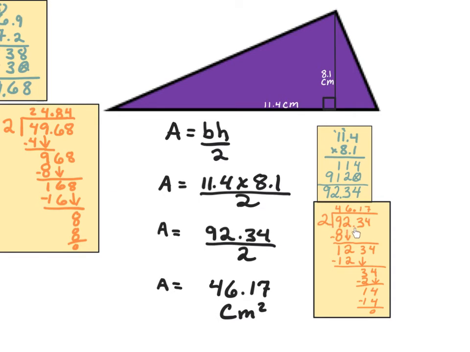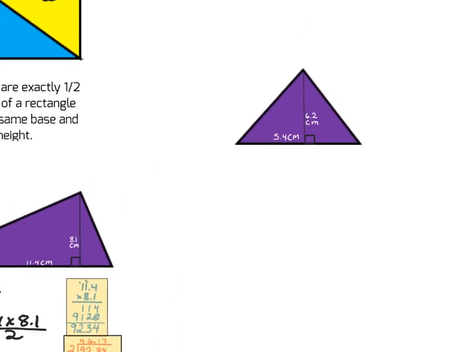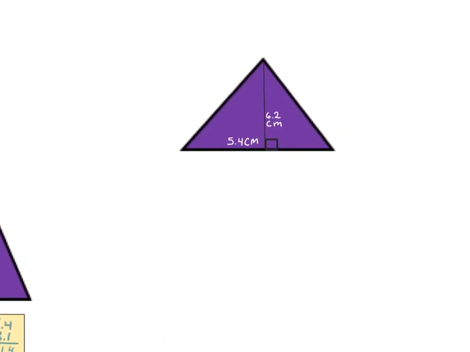So 92.34 divided by 2 gave me 46.17, and I plugged that in right there. So the area of this scalene triangle is 46.17 centimeters squared, or 46 and 17/100ths centimeters squared. Bam! All right, let's move on to our third and final triangle that we will solve for. And that is this one right here.